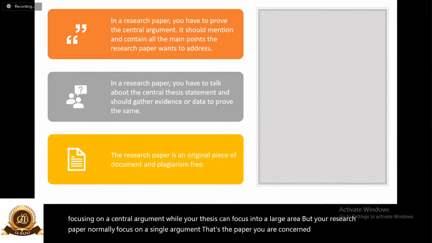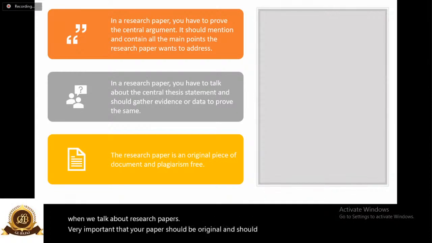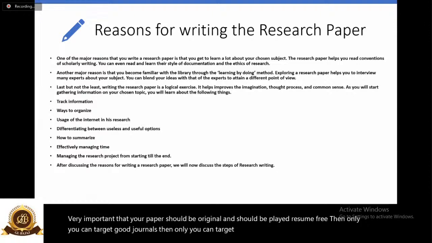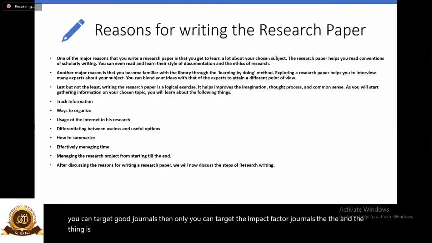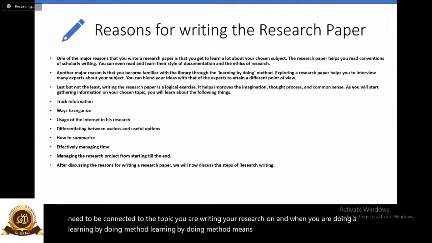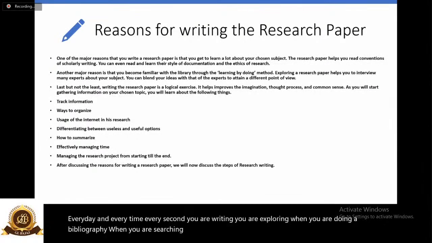And when we talk about a research paper, it's very important that your paper should be original and plagiarism free. Then only you can target good journals, then only you can target the impact factor journals. Now, what are the reasons for writing the research paper? It's very important that you are connected to the topic you are writing your research on. And when you are using the learning by doing method, you are learning every day, every second you are writing, you are exploring. When you are doing a bibliography, when you are searching something on the net also, you are learning each and every day.